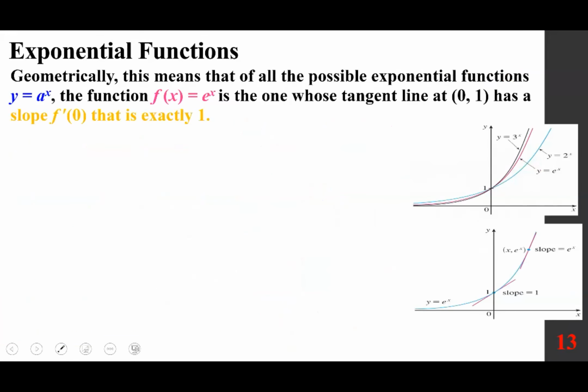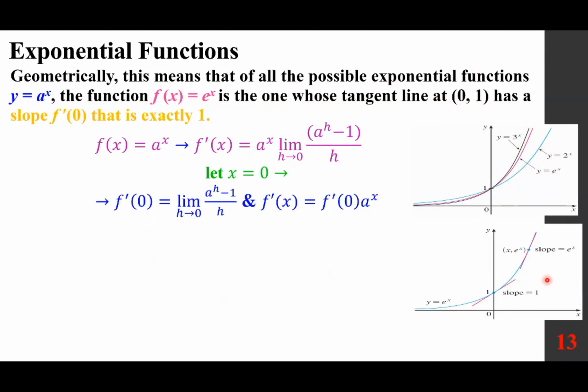And so geometrically, what does it mean? This means that of all possible exponential functions of the form y equals a to the power of x, the function f of x equals e to the power of x is the one whose tangent line at 0, 1 has a slope of f prime of 0 that is exactly 1. If you draw 2 to the power of x and 3 to the power of x, and as you know, the larger the base, the closer to the y-axis. Y equals e to the power of x is between the two. And for that one, at this point, the slope is 1.